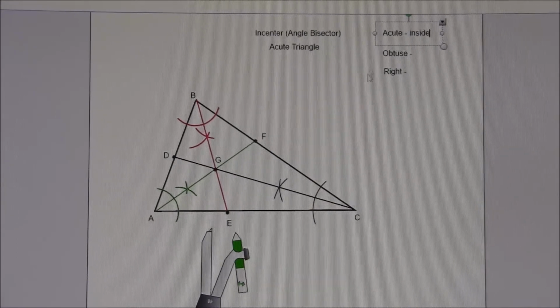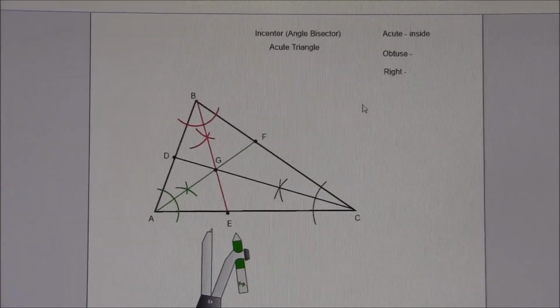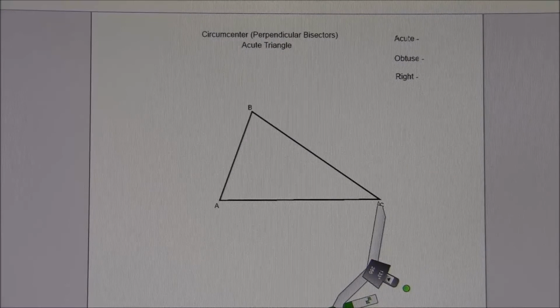So your goal is to figure out what happens in an obtuse and a right triangle. Where is this incenter located? In an acute triangle, the incenter, or the angle bisectors, happens to be on the inside of the triangle. Our next application is the circumcenter, or better known as the perpendicular bisectors. Again, you have to figure out what happens in obtuse and right. I'm doing the acute scenario.